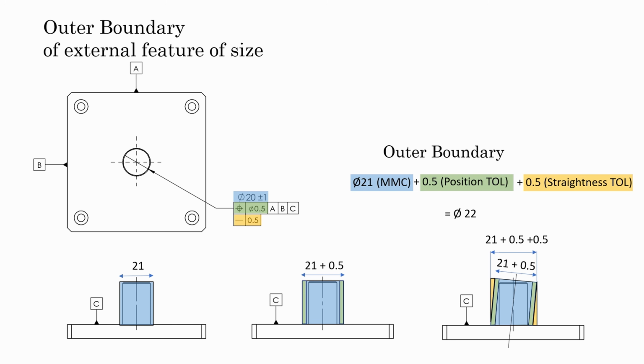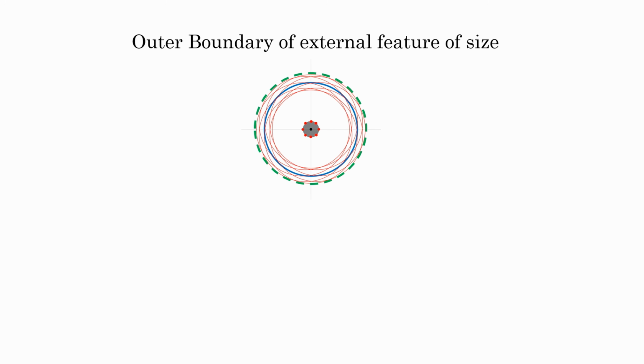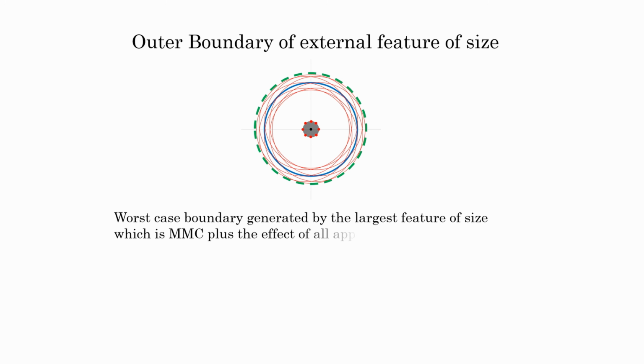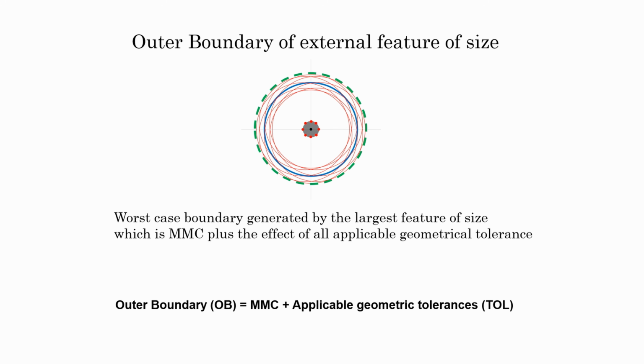And of course, there can be other geometrical deviations like perpendicularity deviation. But in this video, I'm only explaining with the position tolerance and straightness tolerance to make it simple. So to summarize, the outer boundary of an external feature of size is a worst case boundary generated by the largest feature of size, which is MMC, plus effects of all geometrical tolerance like position tolerance, straightness tolerance, or any other geometrical tolerance. To be mathematical, the outer boundary OB of an external feature of size equals MMC plus applied geometrical tolerance. I hope this is clear to you.